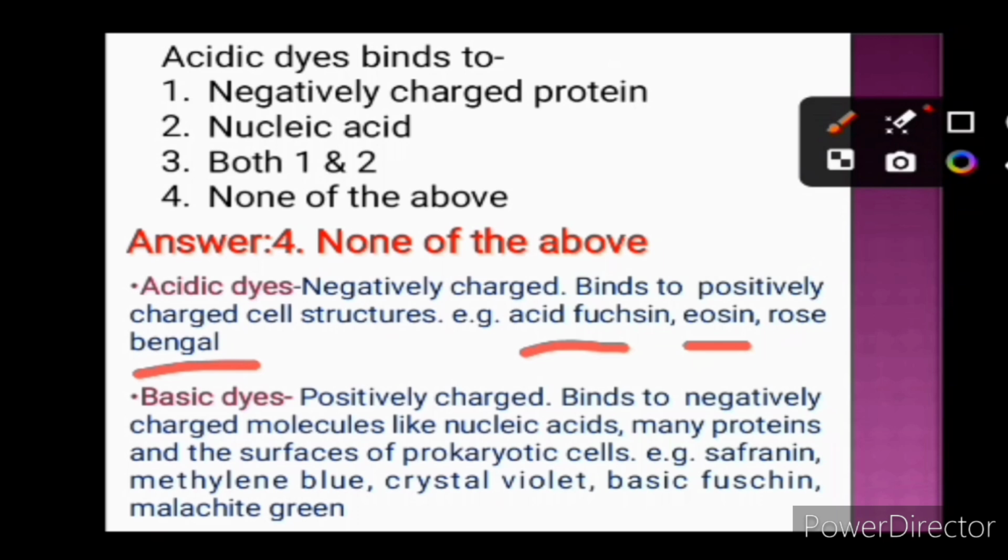Whereas the basic dyes are positively charged. They bind to negatively charged molecules like nucleic acids, many proteins and surfaces of prokaryotic cells. The examples of basic dyes are safranin, methylene blue, crystal violet, basic fuchsin, malachite green, etc.